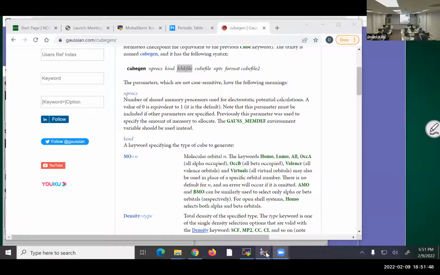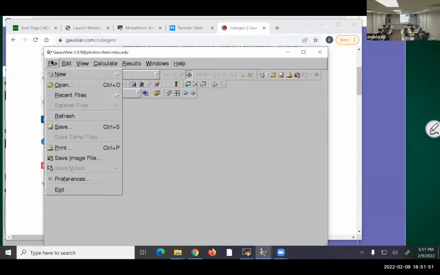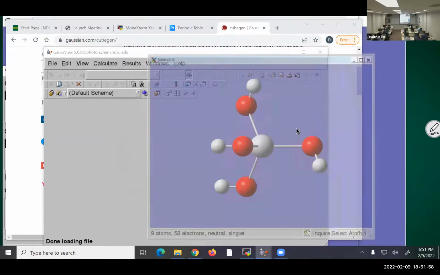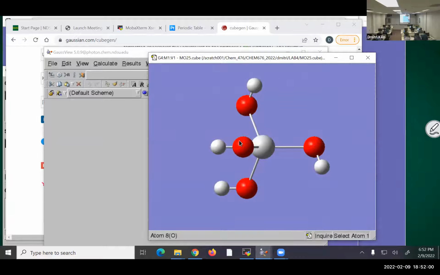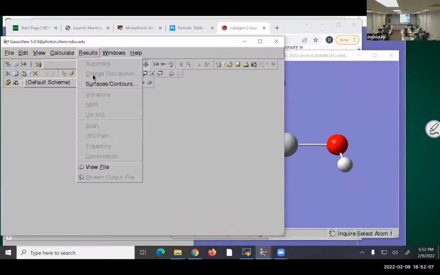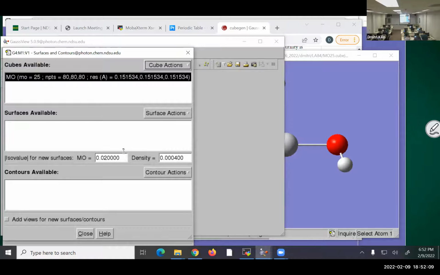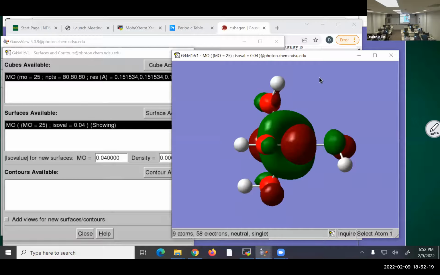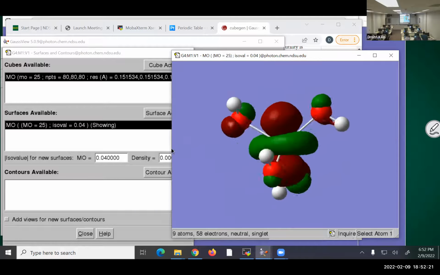Now I'm opening another cube file, MO25. First it shows nothing, but I'm not panicking. I know that I need to hit some buttons before the orbital will pop up. So going to Results, Surfaces. We already learned that a little bigger isovalue is good. Surface action, new surface. Okay.